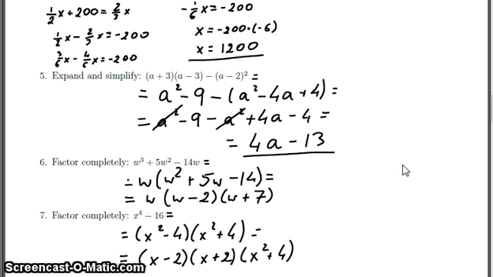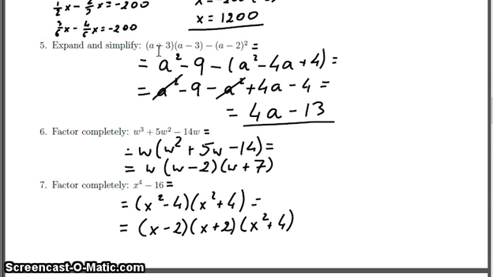Problem 5, expand and simplify. So this is a factor difference of two squares. So it's a squared minus 3 squared. So it's a squared minus 9. And then a minus 2 squared expands into a squared minus 2 times a times 2 plus 2 squared, which is 4. And then you distribute the negative, add like terms, and you get 4a minus 13.